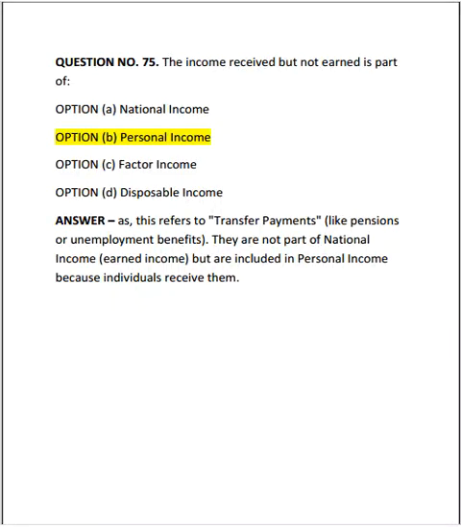Question No. 75. The income received but not earned is part of. Option A. National income. Option B. Personal income. Option C. Factor income. Option D.